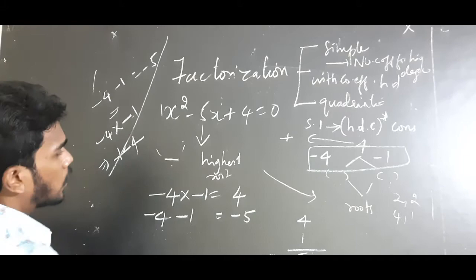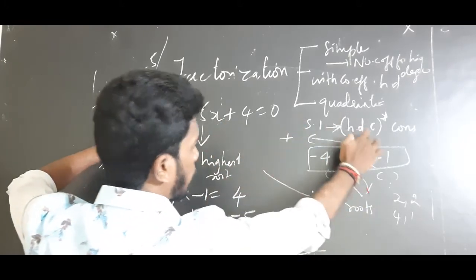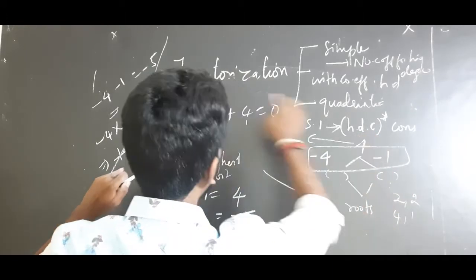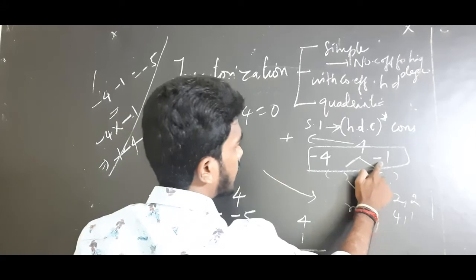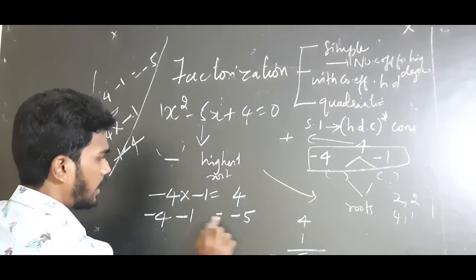Okay, this is separate. So now in this scenario, 1 into 4 will give you 4. 4 can be split as 4 into 1. Positive 4 will be there. To get a minus result, I am putting minus and minus. So minus 4, minus 1. If you calculate this, I get minus 5.